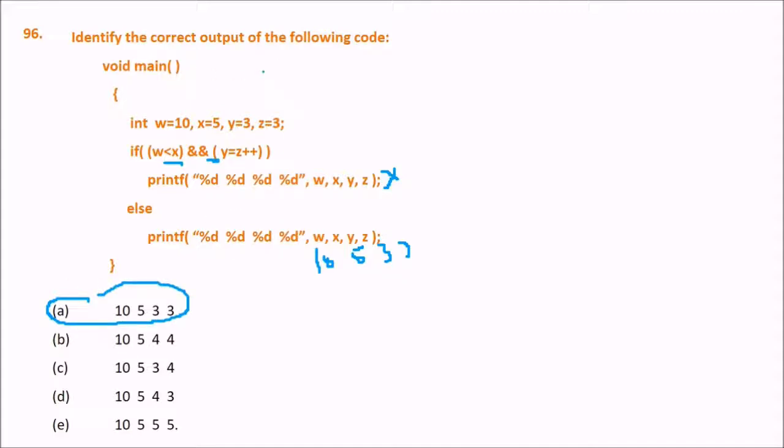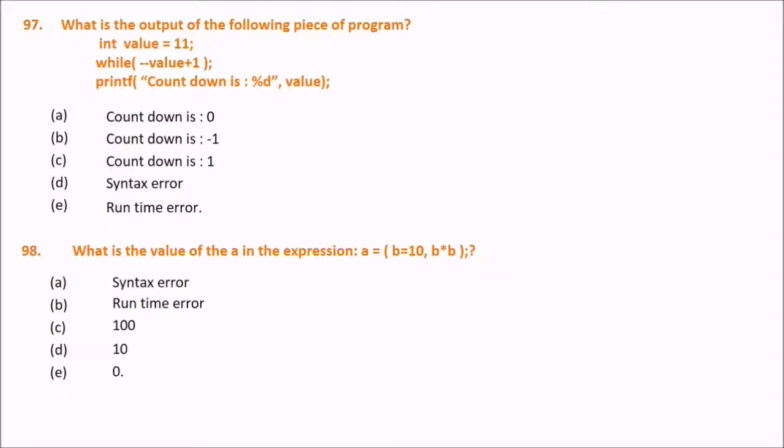Because the first condition is false and the logical operator used is AND, the entire relation becomes false and the second part will not even be executed. That is why the answer will be the first one. Only the original values of w, x, y, z will be printed. Next is, what is the output of the following piece of program?